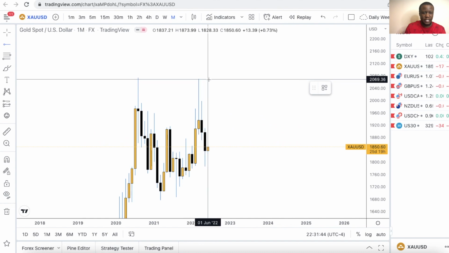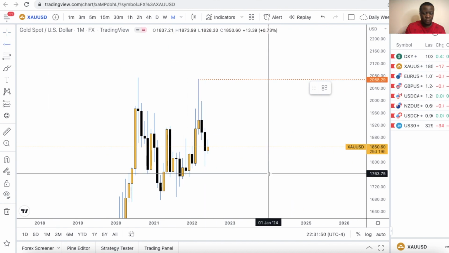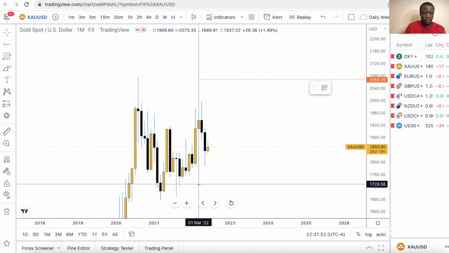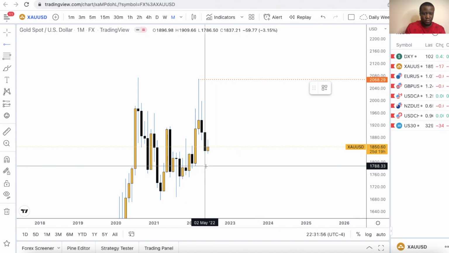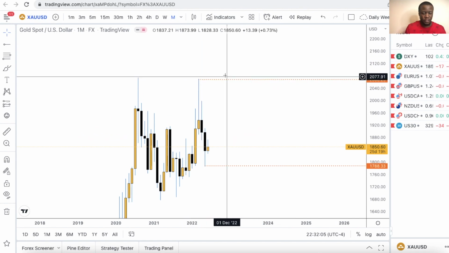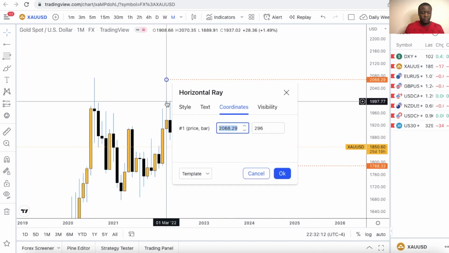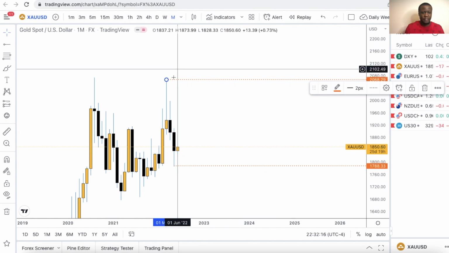So this will be the last high on the monthly chart. And say this is the last low on the monthly chart. All right, so we have the high and the low, as well as I was talking about just having the exact level.